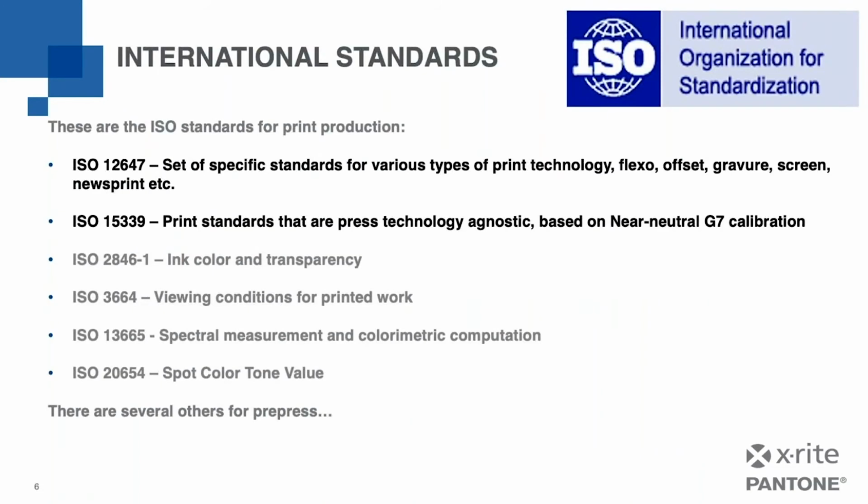So if we're going to target LAB values and TVI, where do we get our target numbers? There are several ISO standards for print related to the press room, inks, print viewing, and there's several others for color data exchange and PDF and a lot of things in the pre-press area. ISO 12647 and 15339 relate to the press room color target values.